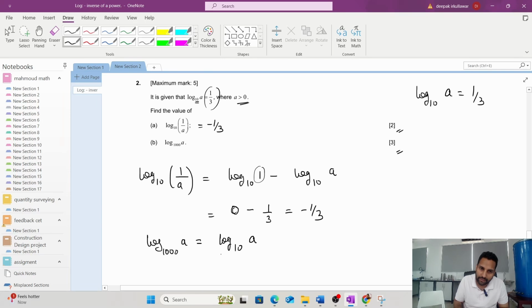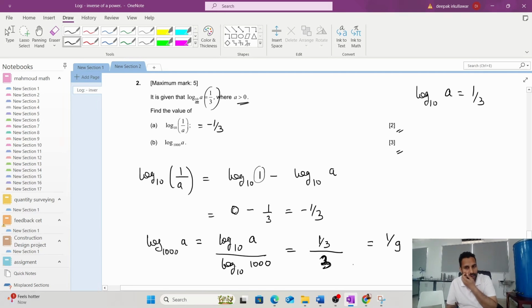So log base 10 of a divided by log base 10 of 1000. So what is log base 10 of a? It is 1/3. And what is log base 10 of 1000? It is nothing but 3. So 3 times 3 is 9. So the answer is 1/9.